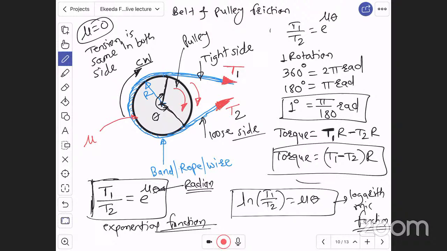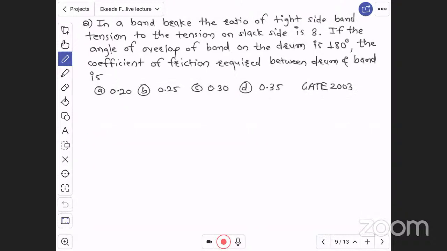Now after these concepts, let us go for the solution. Let us go for the three question solutions, right? Note down this quickly and go for the solution. Let us solve this question then. Now this question was asked in GATE 2003 for 2 marks. Now the question is, in a band brake, the ratio of tight side tension T1 to the tension on the slack side T2 is given 3.